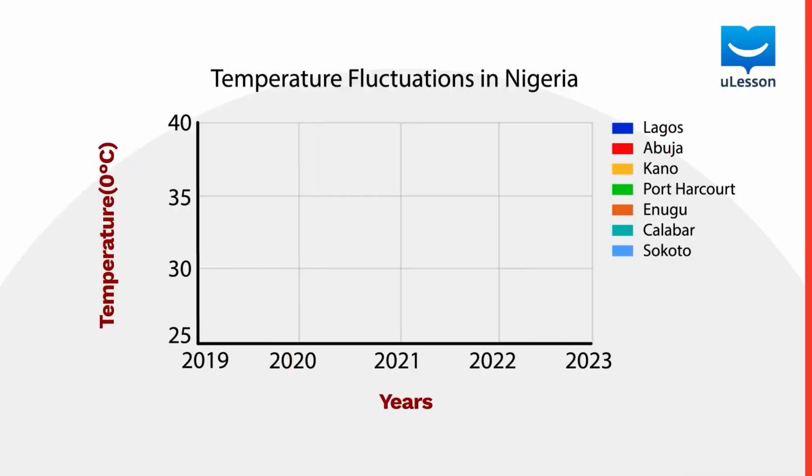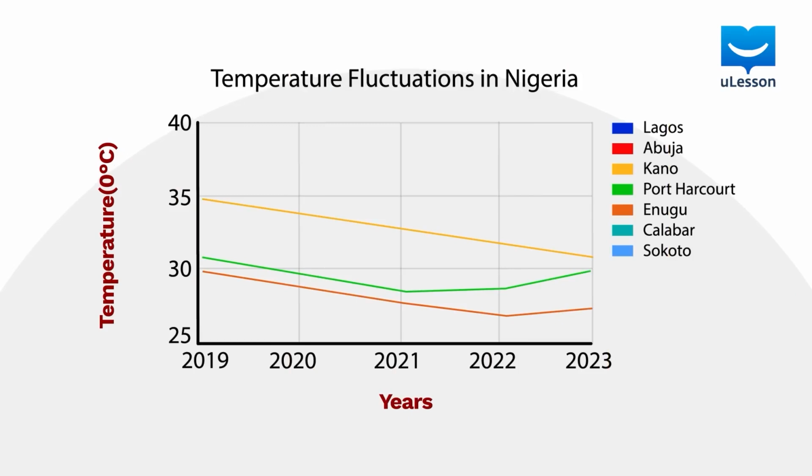For a more complicated data set, compare different lines or data sets on the graph. Look for similarities, differences, or any interesting correlations. This can provide valuable insights and strengthen your argument. You could compare the temperature changes in different years or compare the temperature in different regions.